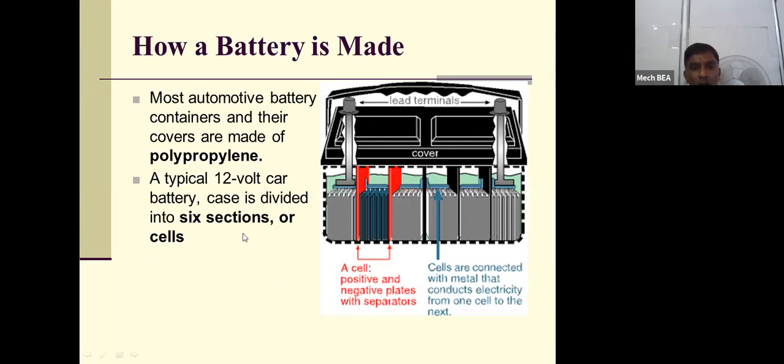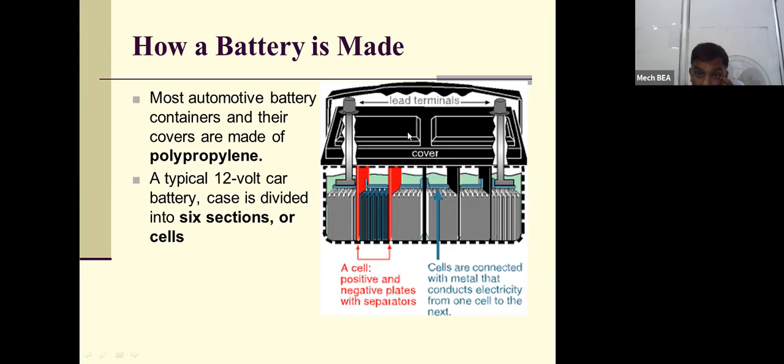Then you can see another sectional view of the battery lead terminals. One is connected to the first cell and another to the last cell, and internal wirings are there. Most automotive battery containers and their covers are made of polypropylene. You should remember this material, as it may be asked in the MCQ.